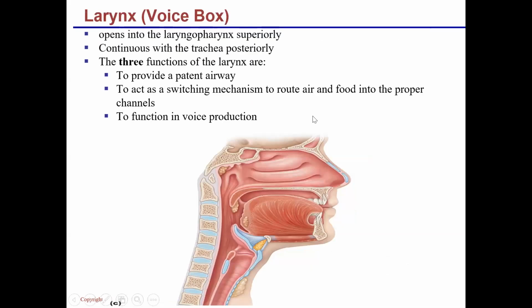All right, now we get to the voice box. All right, voice box also called larynx. All right, so this definitely is an airway. That's how you produce your voice. Okay, where is that? Right here. Okay, this is the voice box part or larynx.